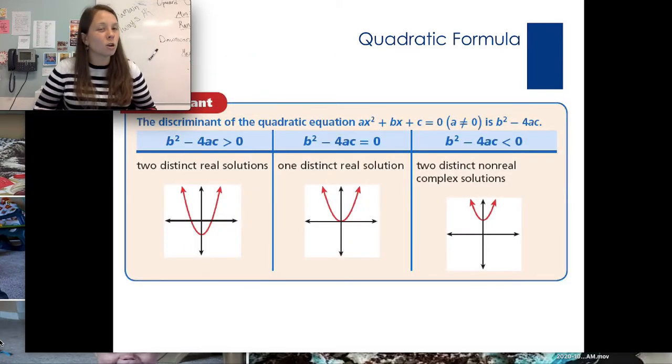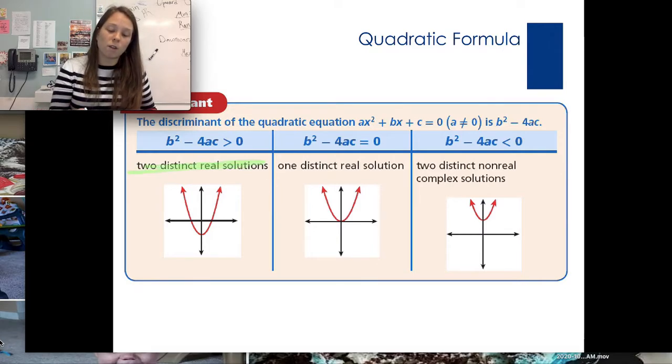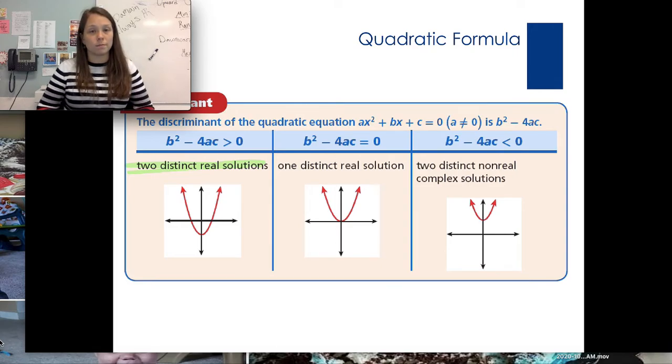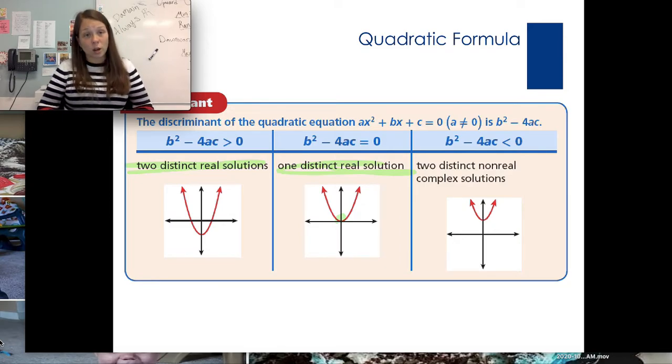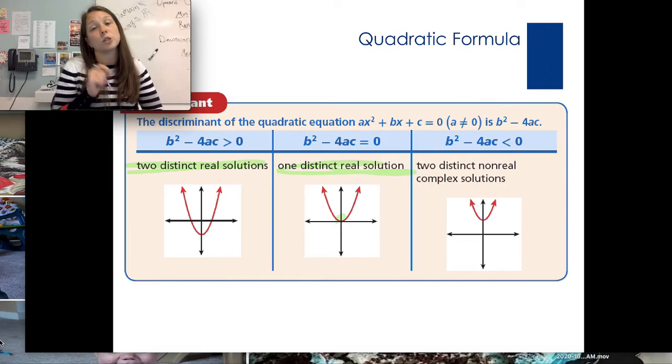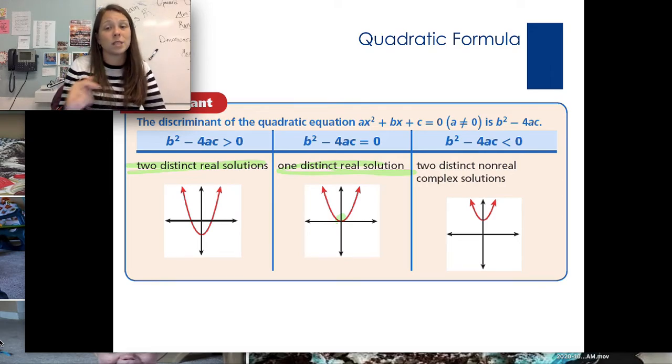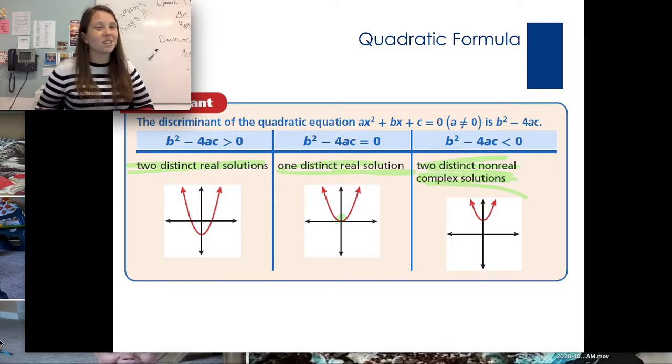If the number that's underneath the square root is a positive number, we're going to have a quadratic function with 2 real solutions. If the number underneath the square root is 0, we're going to have 1 real solution because it's just touching the x-axis. If the discriminant, the number underneath the square root sign, is negative, that means we have 2 non-real or imaginary solutions because they don't ever touch the x-axis.